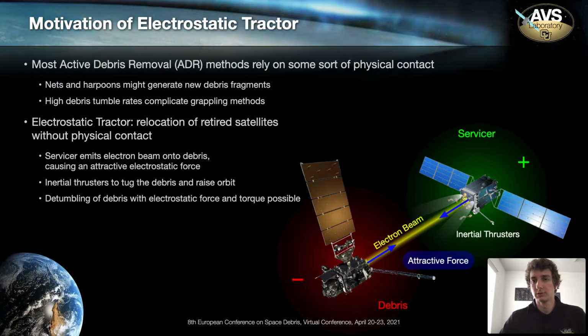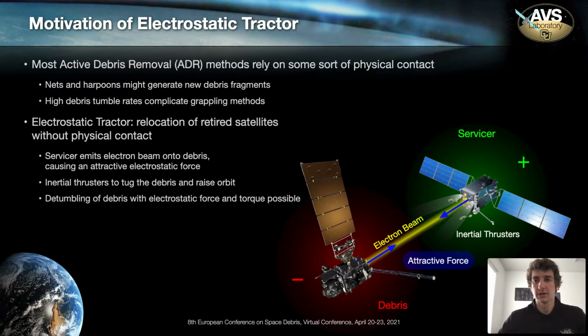Most active debris removal, or ADR, methods rely on some sort of physical contact, but this can be a disadvantage compared to some other contactless ADR methods. For example, if you try to capture a retired satellite with a net or a harpoon, then you might generate new debris fragments. On the other hand, debris might rotate at rates of tens of degrees per second, which exceeds the capabilities of some grappling methods that utilize robotic arms, for example.